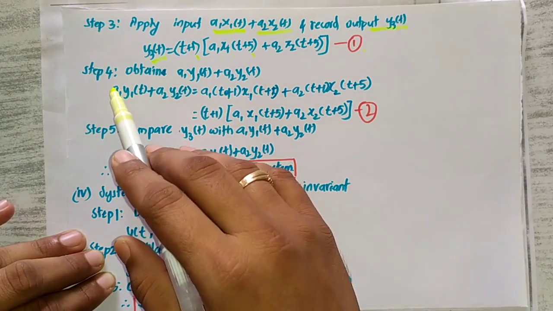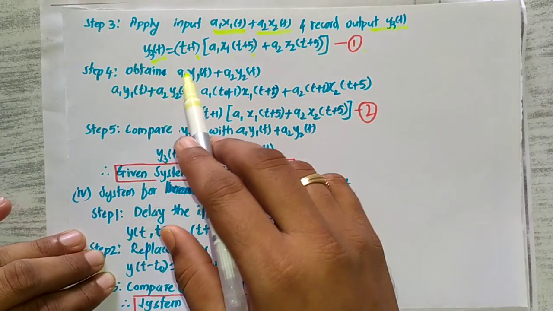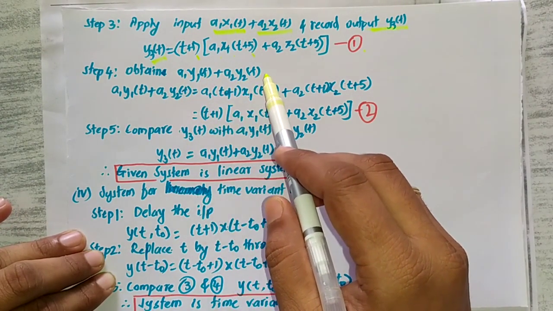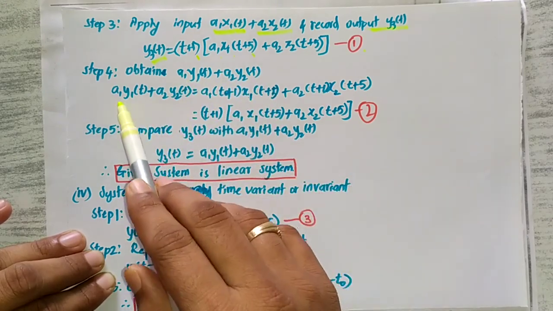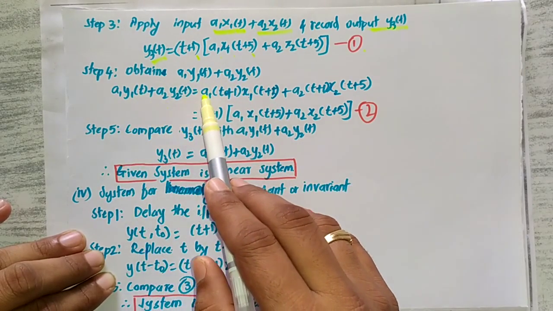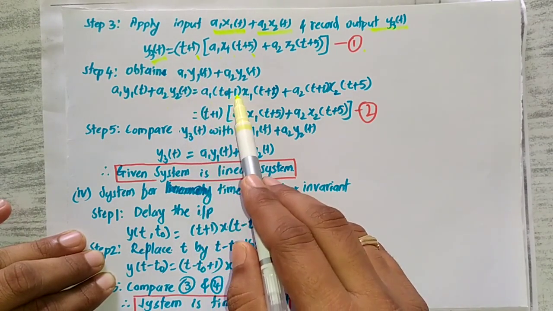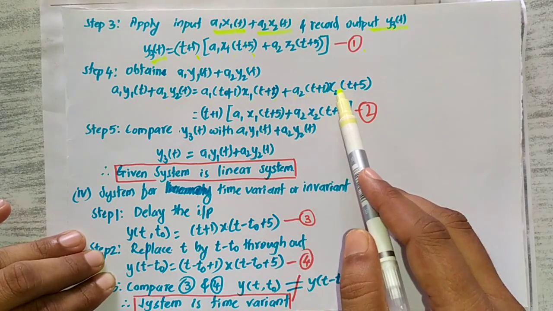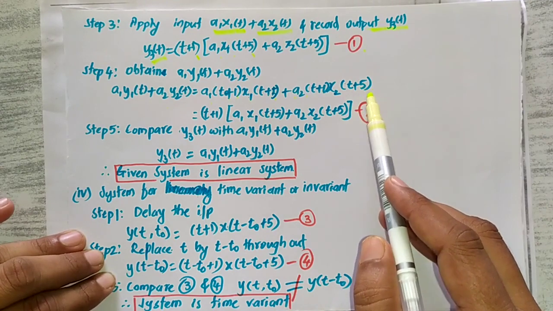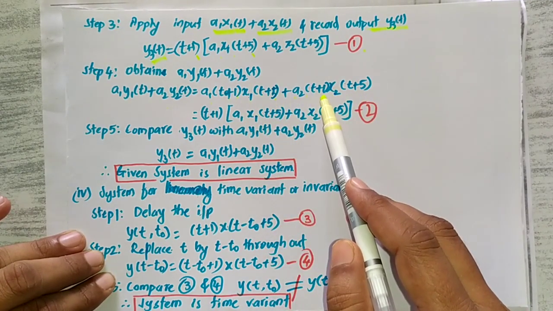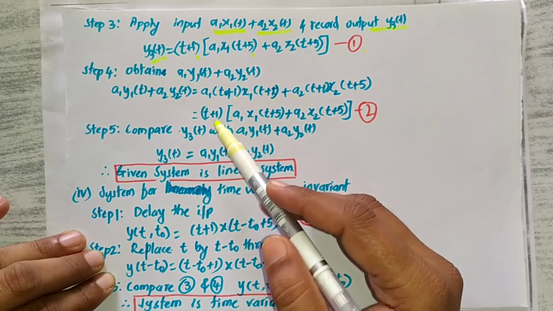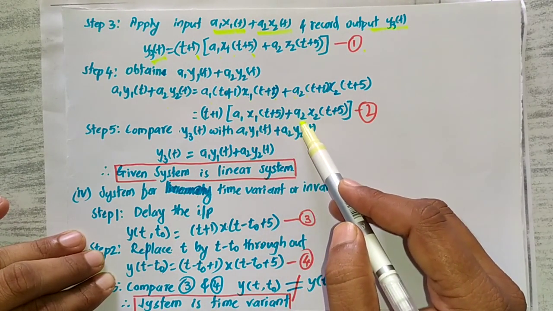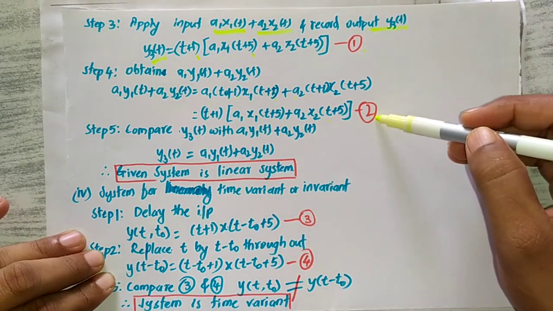Then in step 4, what is the second thing we need to do? We need to obtain the output as a1 y1 of t plus a2 y2 of t. So what will that be? a1 y1 of t plus a2 y2 of t equals a1 times the value of y1, which is t plus 1 x1 of t plus 5, plus a2 times t plus 1 x2 of t plus 5. Then t plus 1 is common, so I take it outside. So this will be t plus 1 times a1 x1 of t plus 5 plus a2 x2 of t plus 5. That will be equation number 2.